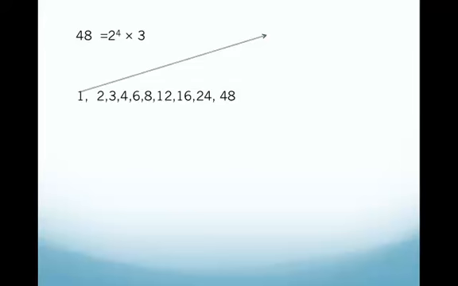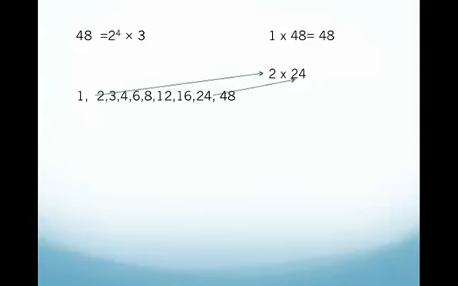Now let us take the first divisor 1 and the last divisor 48. What is the product? The product is 48. Then let us take the second divisor 2 and the second last divisor 24 and calculate the product. The product is again 48. Similarly, if you take the third divisor 3 and the third last divisor 16, you will get the product again as 48.